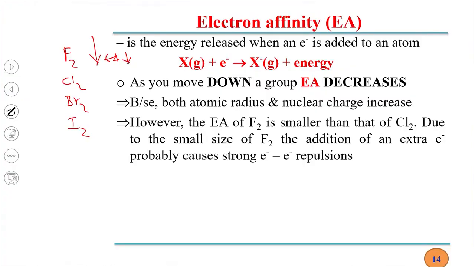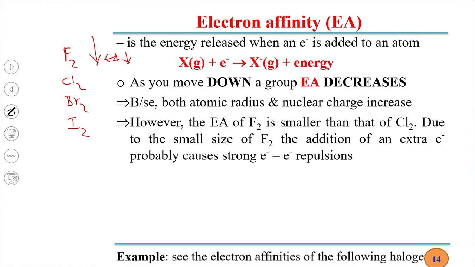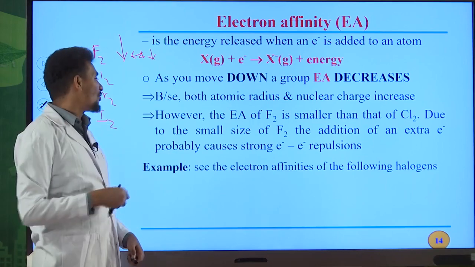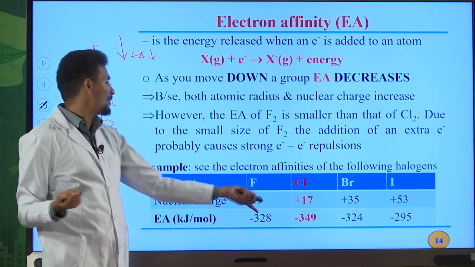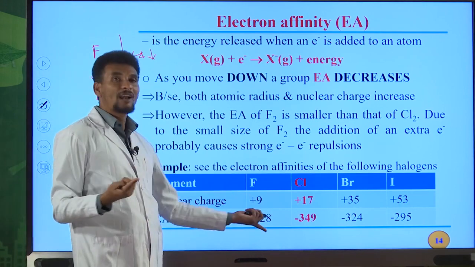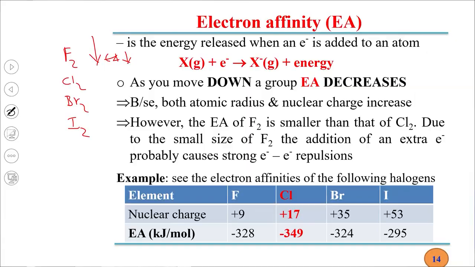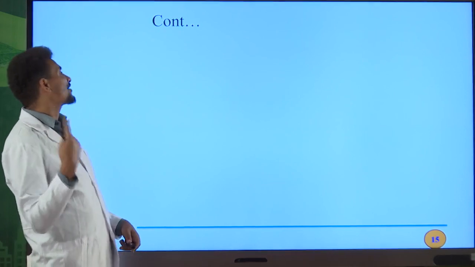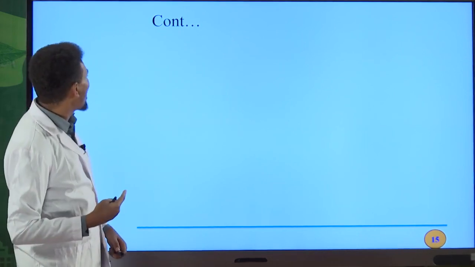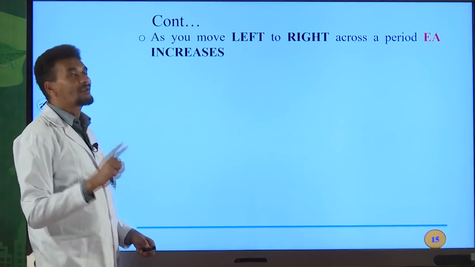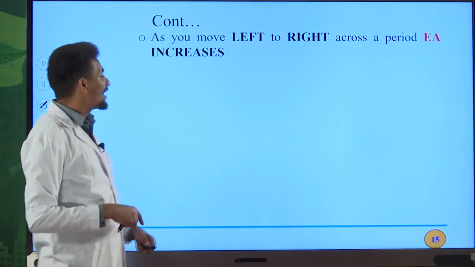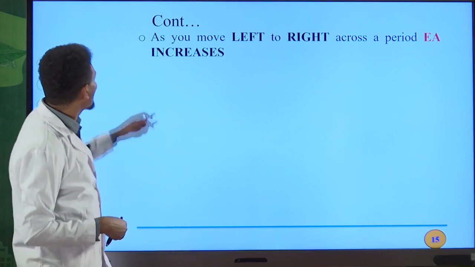Bromine has less electron affinity when compared with that of chlorine, and iodine has less electron affinity than bromine, because down the group electron affinity decreases. This is the reason. So look at the electron affinities of these elements. For the halogen family elements, the electron affinity of fluorine is 328. Chlorine is 349. This is higher than the electron affinity of fluorine, because fluorine has a smaller size when compared with that of chlorine. I already told you about this one. So all the time try to remember that chlorine has higher electron affinity than fluorine.